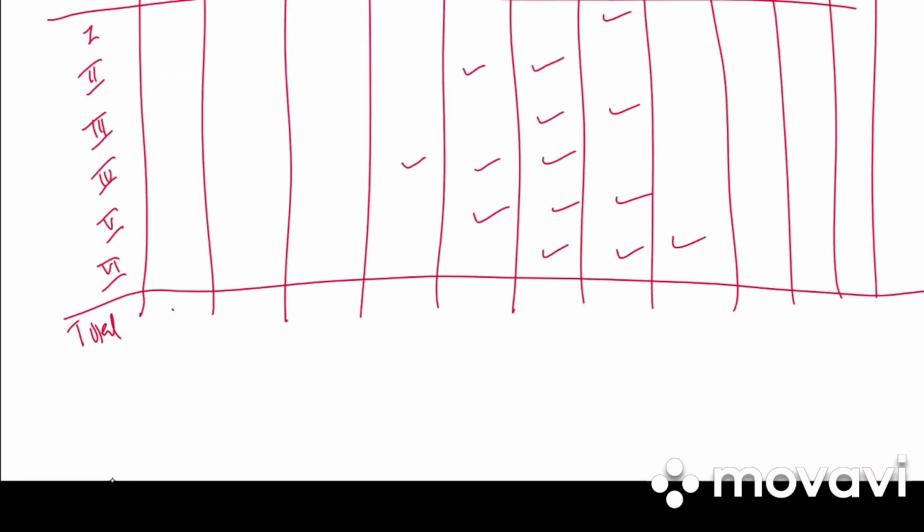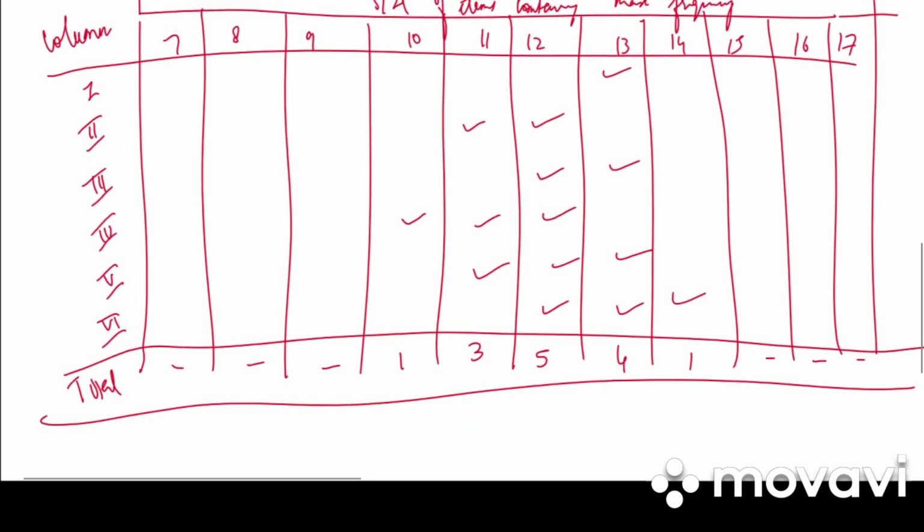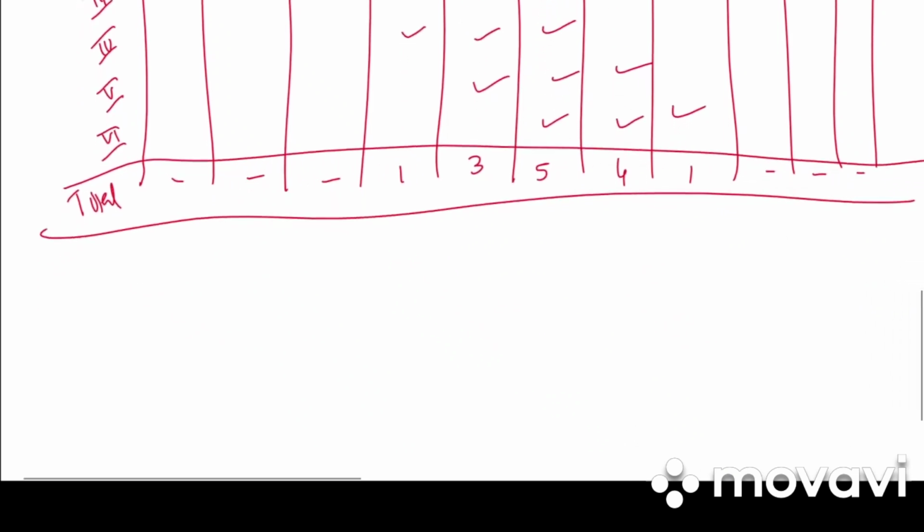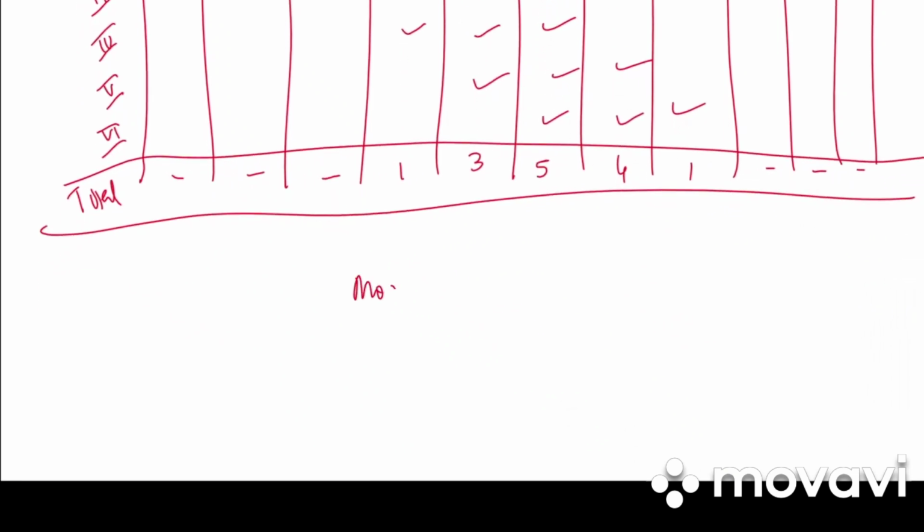Last column is total, 7 nil, 8 nil, 9 nil, 10 is 1, 11 3, 12 5, 13 4, 14 1, 15, 16, 17 is nil. So which is the highest frequency? It is 12. So write down, as 12 occurs the maximum number of times, mode is equal to 12. Clear?